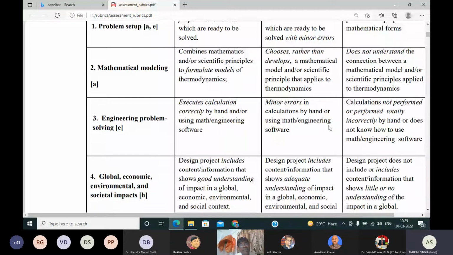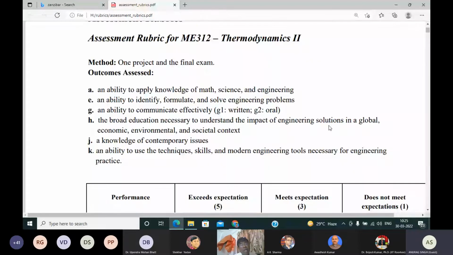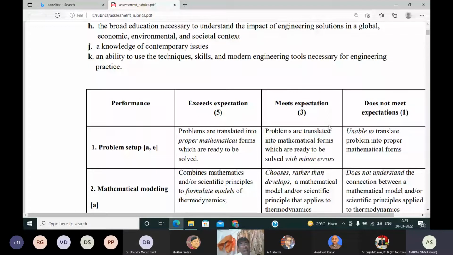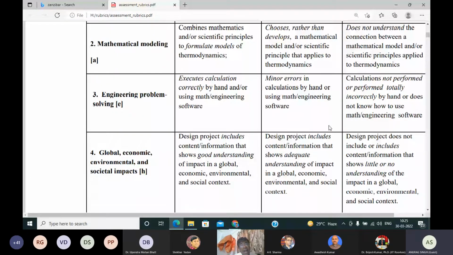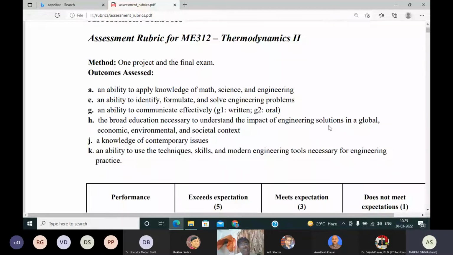Engineering problem solving, which is outcome E, is addressed, problem analysis. And the fourth criteria, which is global economic, environmental, and societal impact, that is outcome H, is addressed.